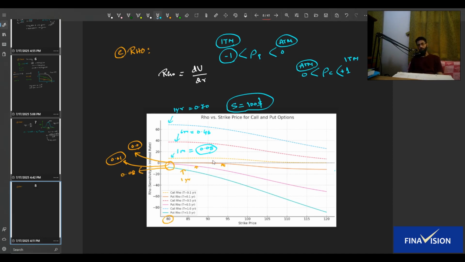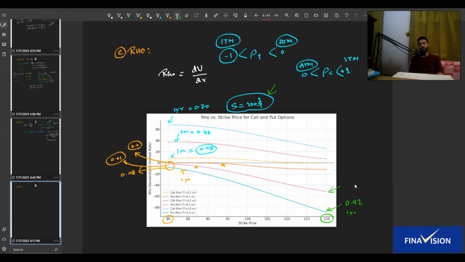Now let me take the opposite scenario. The opposite scenario means a strike price of 120. I am circling it here with green. Let's have a look at this one. Now a 120 strike price means, because the underlying price is at 100, irrespective of the time of expiry, all the put options are deep in the money, right? Therefore, you can see the 1 year to expiry, the blue line here, has a value in excess of 0.90, that is, you can write 0.92 or 0.94 here.